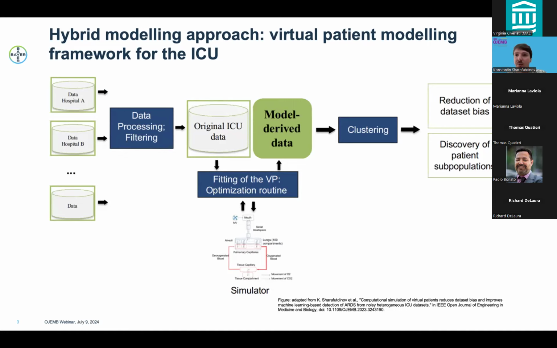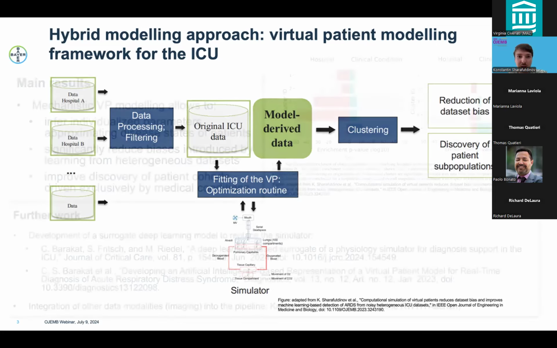So we fitted more than 1,000 virtual patients, and then we compared the clustering on the original data and the clustering on these model-inferred parameters. Among them were the number of closed compartments in the lungs, the RDS anatomical shunt, and other parameters that are quite tightly related to the physiological picture of IRDS. And then we compared the clusterings in the two cases.